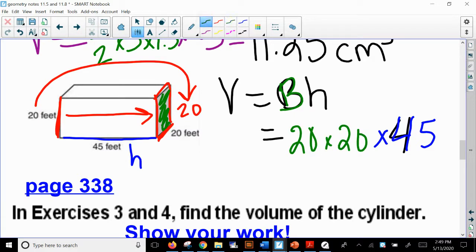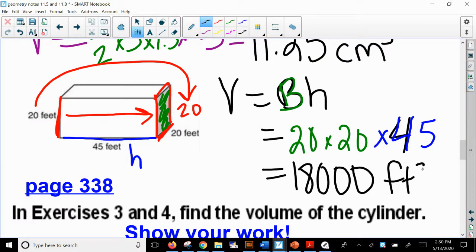Again, I'm going to throw it all in the calculator and you get what you get. Doing it now. 20 times 20 times 45. Pow. 18,000. That's my height. 3 zeros. Okay?